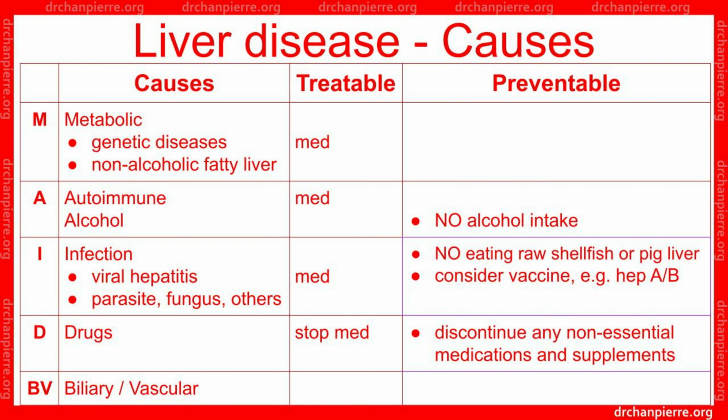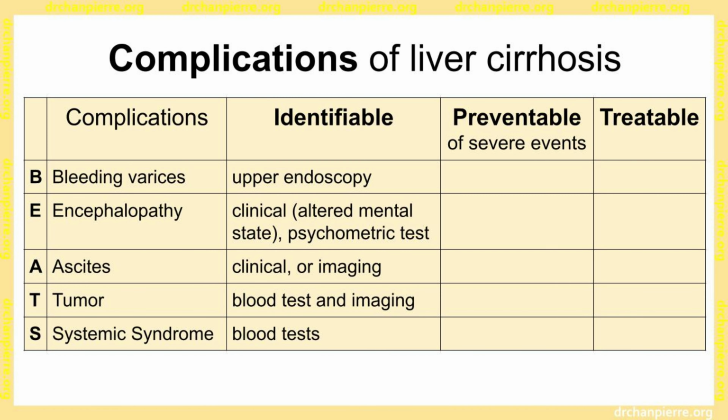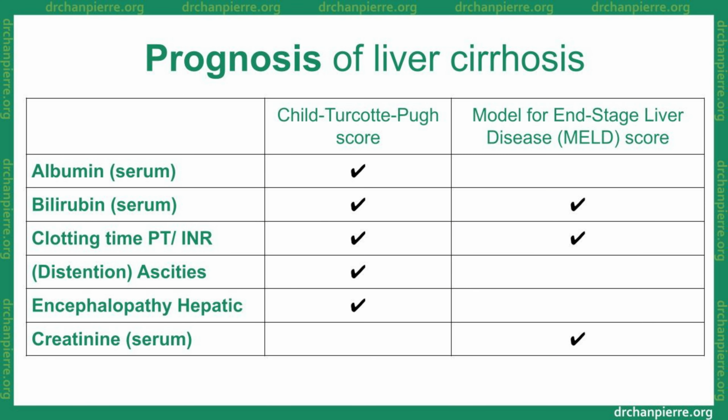Some of the causes are treatable or preventable. I would like to advise liver cirrhosis patients not to take alcohol, avoid eating raw shellfish or pig liver, and discontinue any non-essential medications and supplements. The complications of liver cirrhosis are identifiable, preventable of severe events, and treatable. Child-Pugh score and MELD score should be used to identify prognosis.